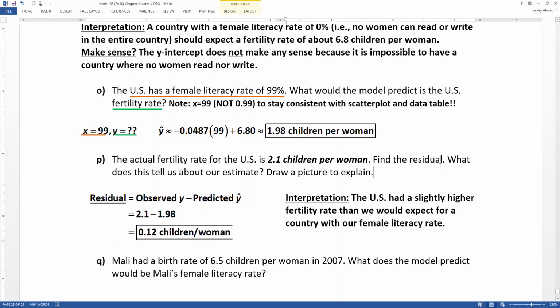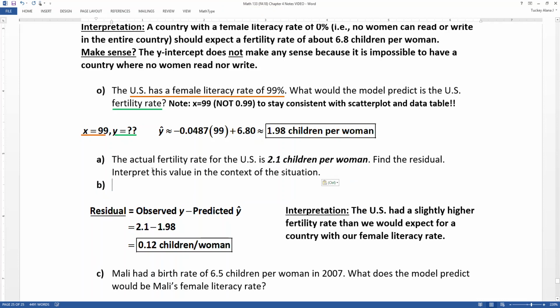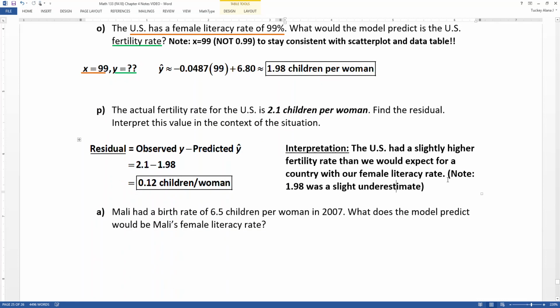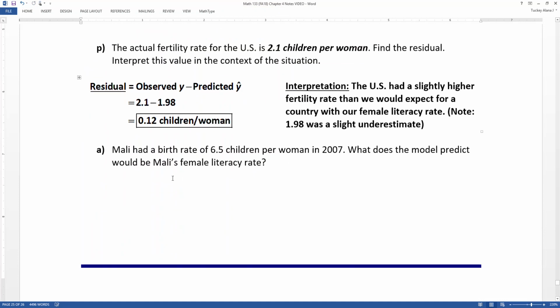I've actually decided I'm going to change what this question asks. So I'm going to say, just interpret this value in the context of the situation. And the interpretation would be that the US had a slightly higher fertility rate than we would expect for a country with our female literacy rate. In other words, our estimate was a little bit under, so we slightly underestimated. But the underestimate thing is not as important as knowing how to interpret it, right? So we had a slightly higher fertility rate than we would have expected.